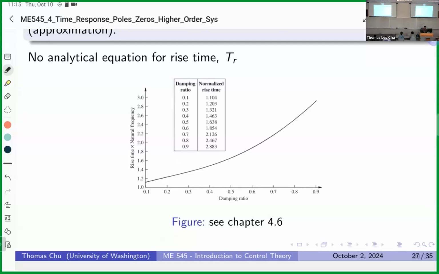Instead, they give you this graph where if you know the damping ratio, you can get an approximation of the rise time. On the y-axis, this is the rise time multiplied by the natural frequency. And on the x-axis, this is the damping ratio. So let's say I know the damping ratio is 0.7. I look at 0.7, and I see that the rise time times the natural frequency is roughly 2.2. Then I divide 2.2 by the natural frequency to get the rise time. That's how you use this chart.